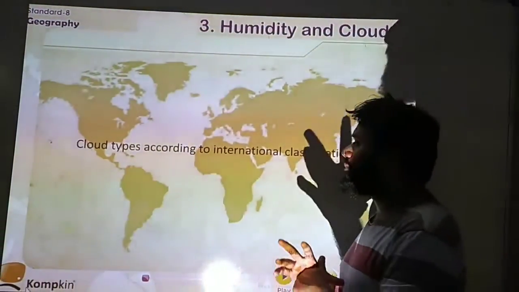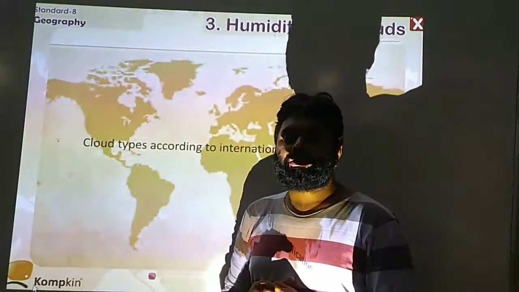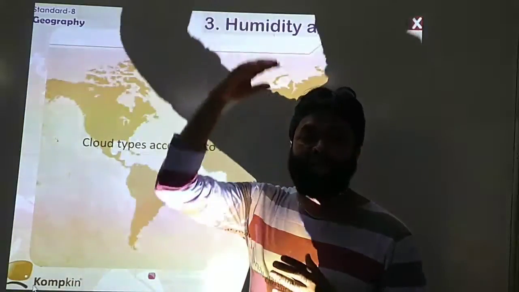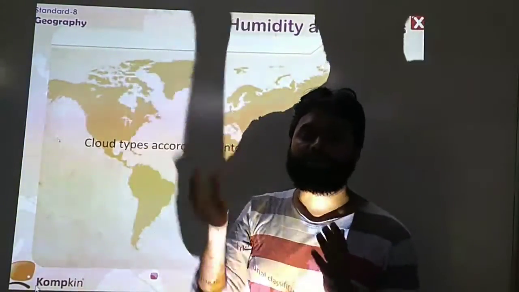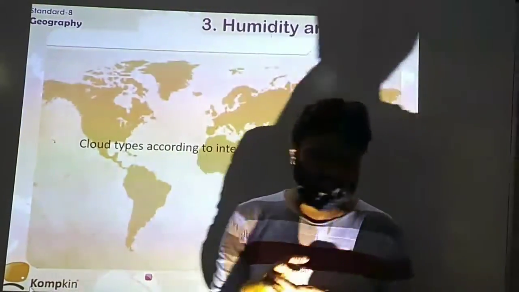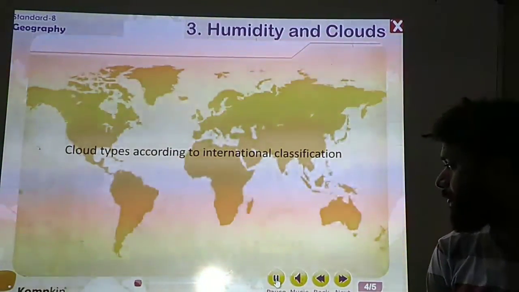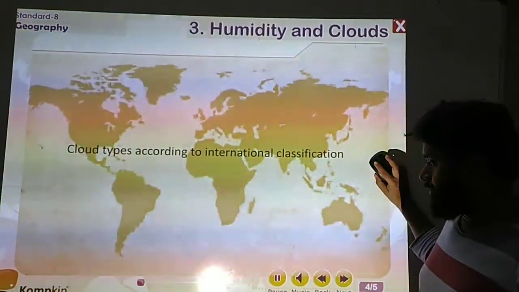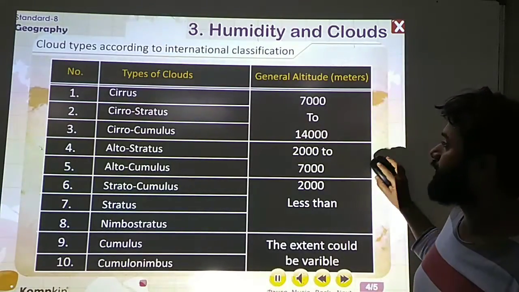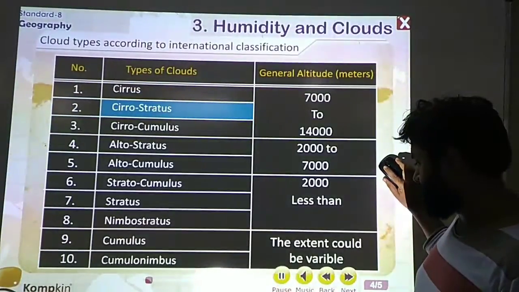Let's see different types of cloud. We see different shapes. How are they categorized? The clouds are divided by shape and height: at which altitude it is and what the shape of the cloud is. In these two categories, the clouds are differentiated. Let's begin. We have the list of clouds according to height. From 1 to 10, we have the list, and its height is mentioned.